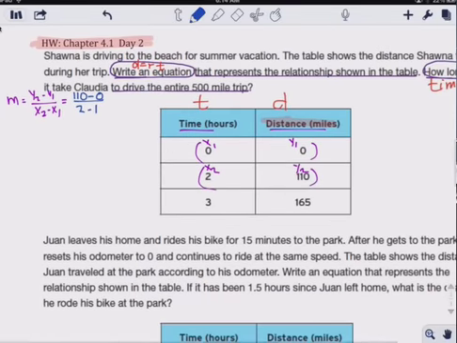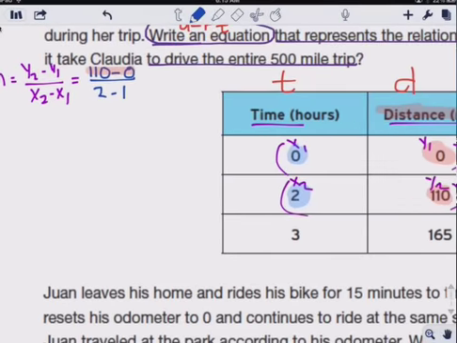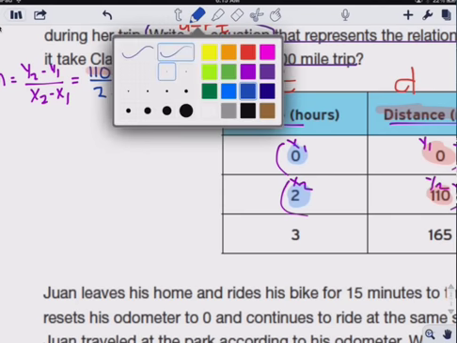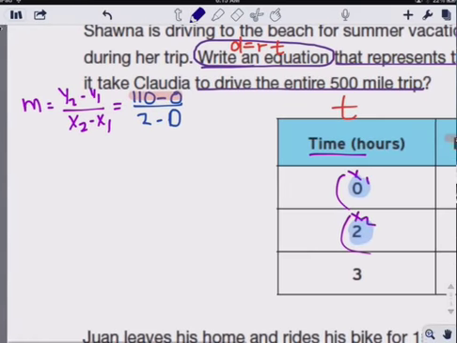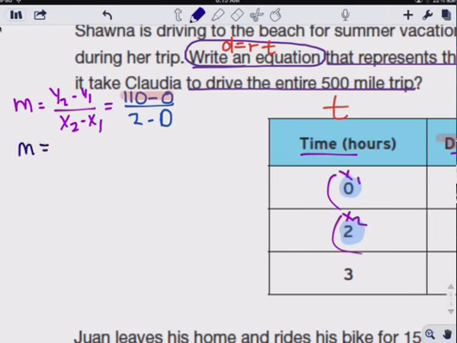I'm going to double check here because my slope is the most important. Because if I get this wrong, I get everything else wrong. So I need to be precise on my slope. Uh-oh, I put a 1 instead of a 0. Oh my goodness. Right there. Good thing I checked. Alright, that gives me my slope of 110 over 2.